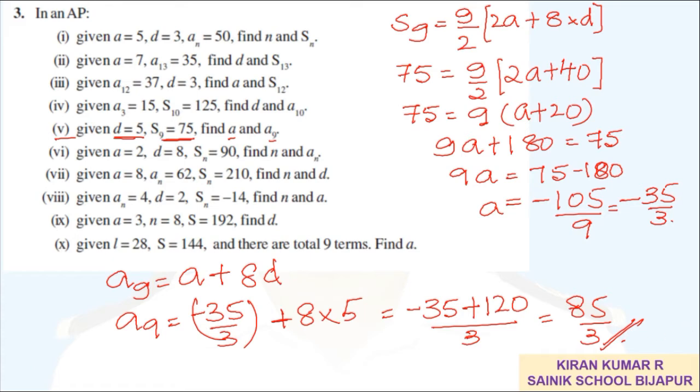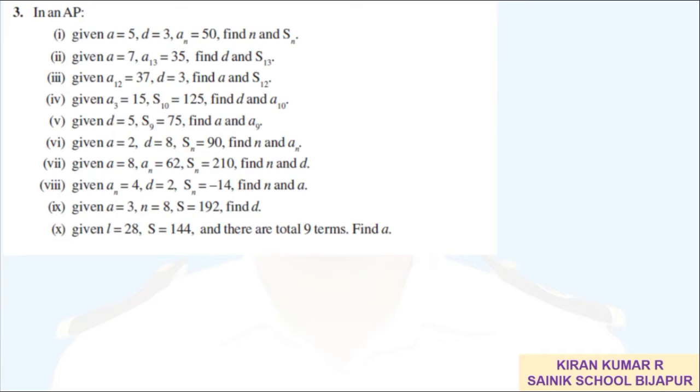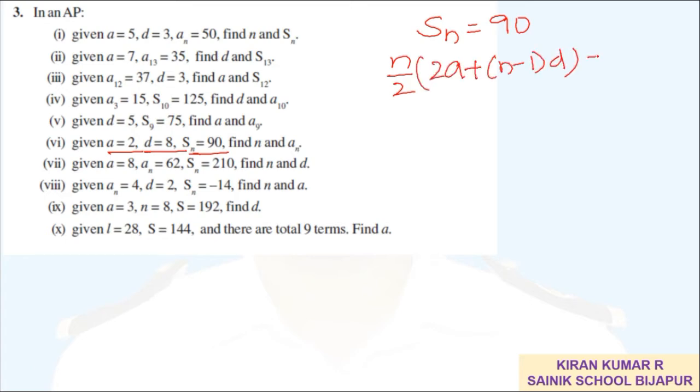Let us see the next one. Question 6. In the sixth question, the value of a is given as 2. Common difference is 8. Sum of n terms is 90. We need to find n and an. Let me make use of the formula n by 2 times of 2a plus n minus 1 into d equal to 90. They have given the value of a and d.